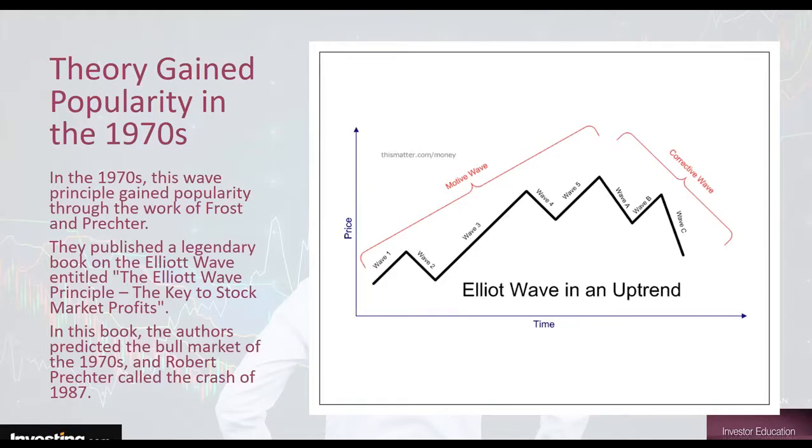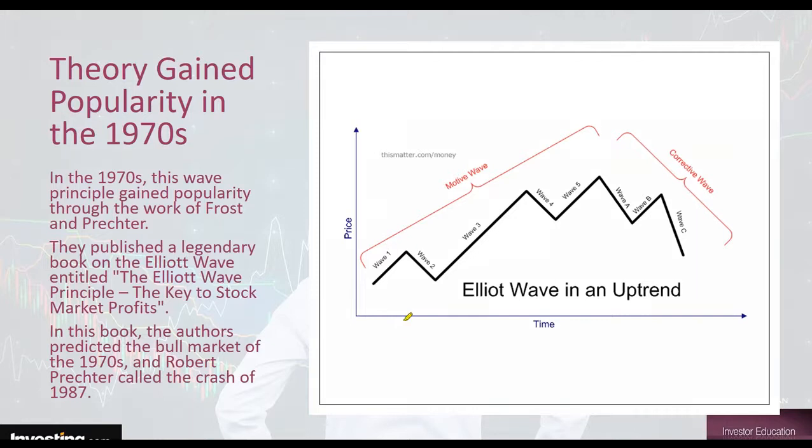Okay. So the theory gained popularity in the 70s. In the 1970s, the wave principle gained popularity through the work of two well-known traders, Frost and Prechter. They published a legendary book on the Elliott wave entitled The Elliott Wave Principle: Key to Stock Market Profits. In this book, the authors predicted the bull market of the 70s and the crash of '87. So again, we can see this in the wave of the markets.